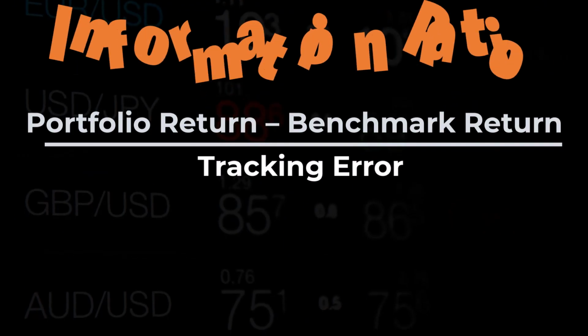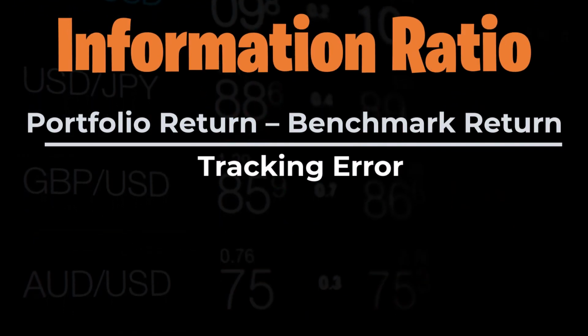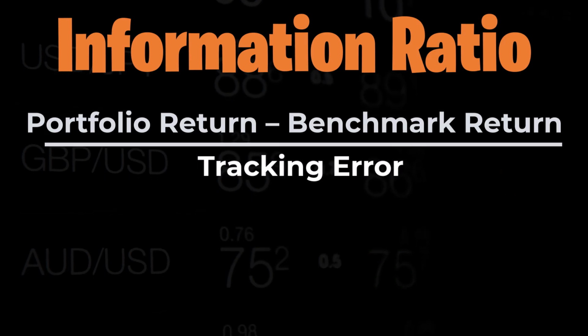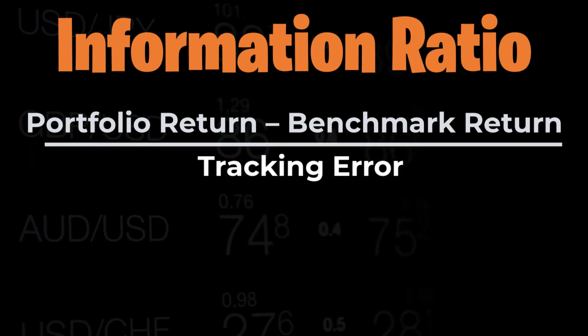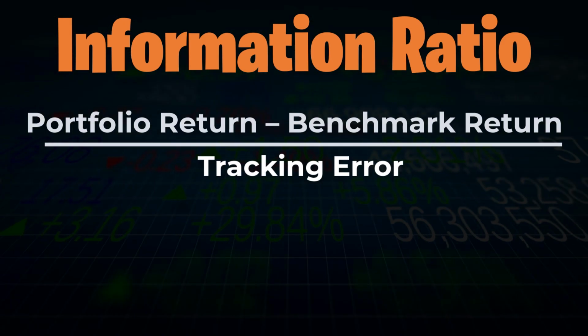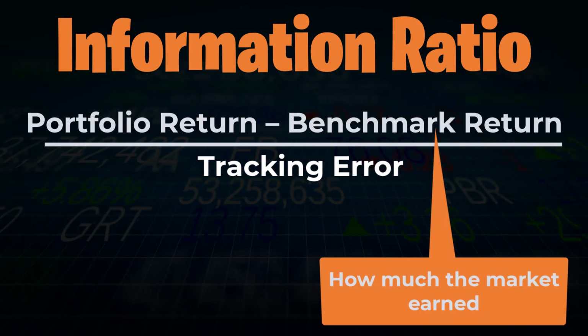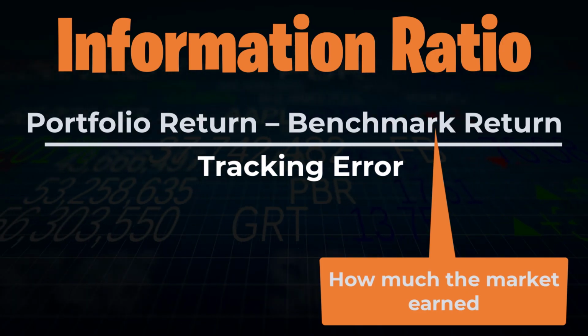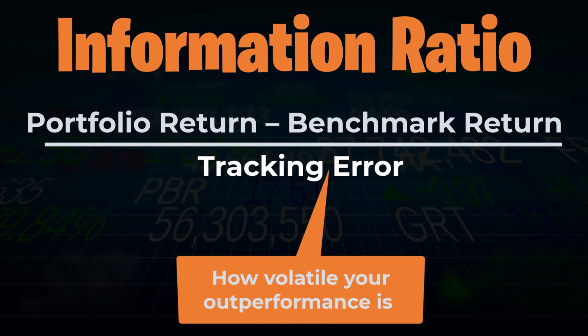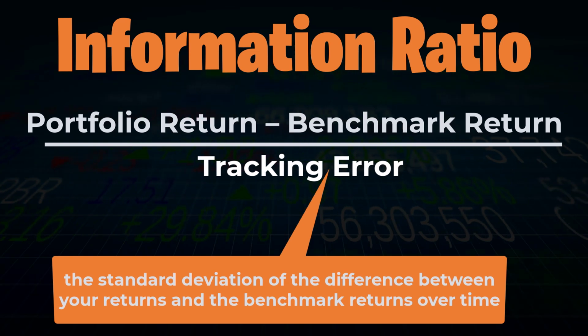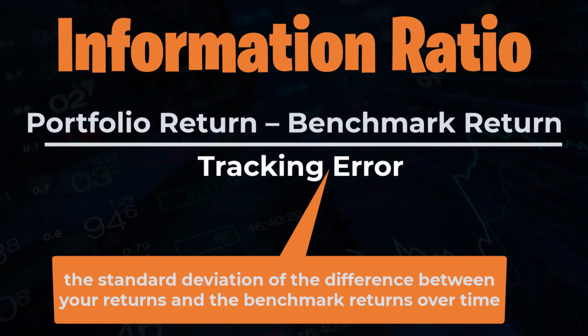Here's the formula. The information ratio is your portfolio return minus the benchmark return, divided by the tracking error. Let's break this formula down. The portfolio return is how much you have earned. The benchmark return is how much the market earned. And the tracking error is how volatile your outperformance is. It's basically the standard deviation of the difference between your returns and the benchmark returns over time.